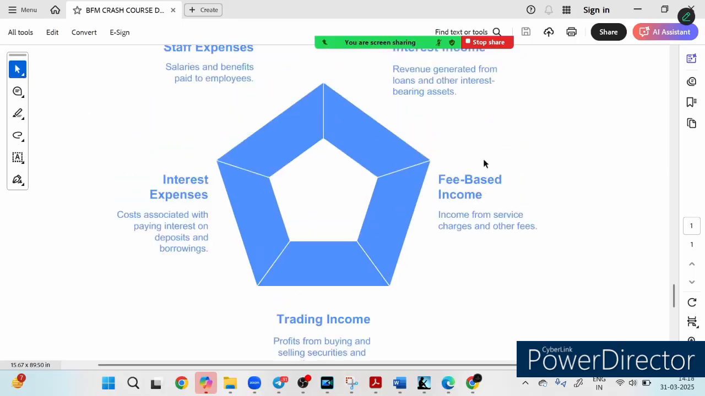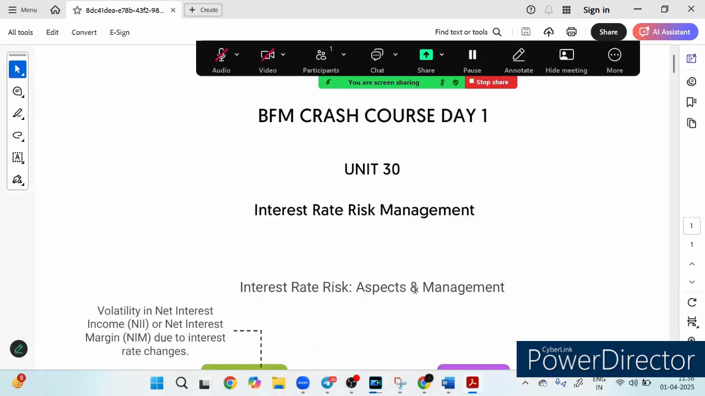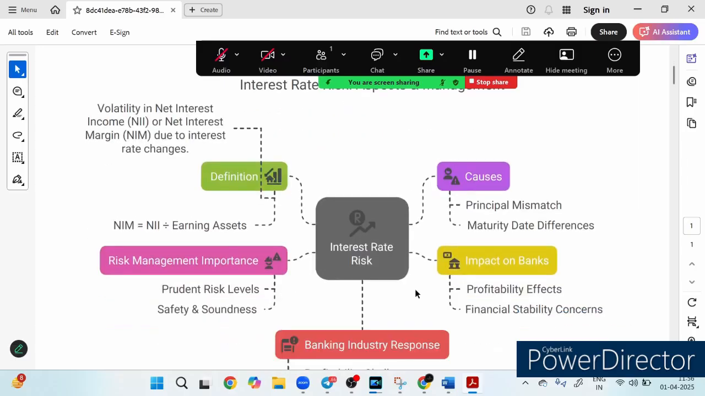So on the right side you see the income, on the left side you see two major expenses, which we are trying to cover. I will provide you such kinds of slides, mind maps and flow charts, which help you cover each and every point in the shortest time possible.